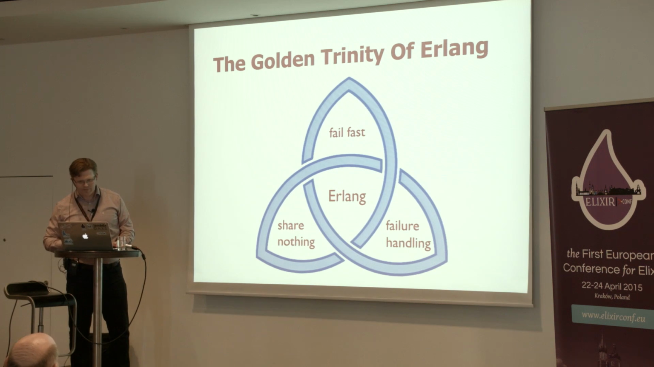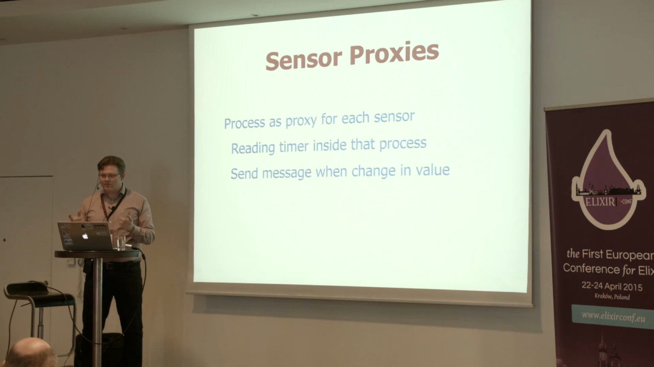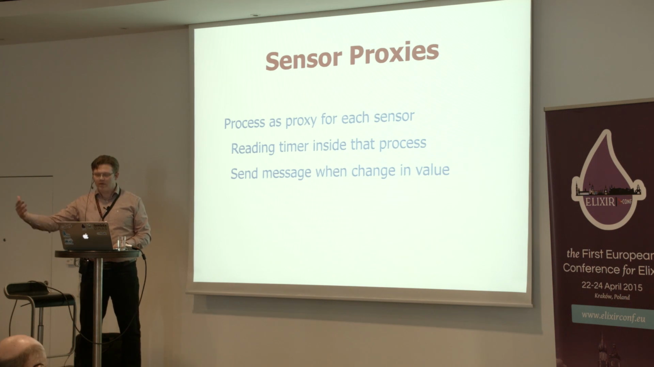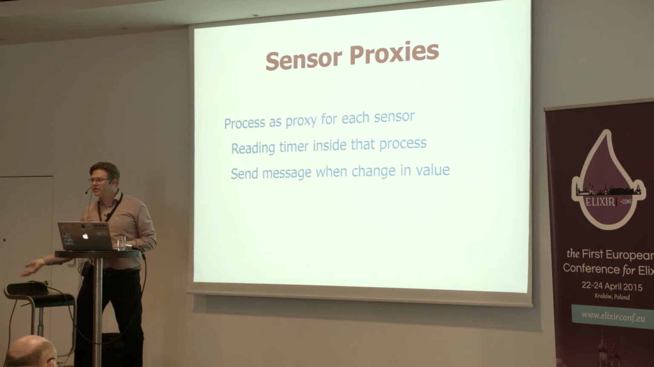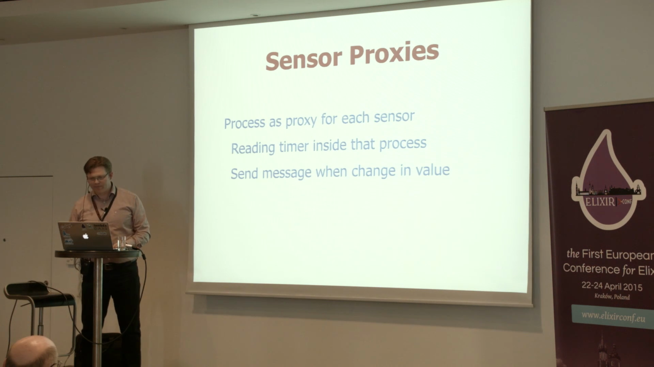So, what we do in this thing is, you do some proxies for the sensors. So have a process for each sensor. When you want to talk to a sensor, you go through a process. And the timing of reading that particular sensor is inside that process. It's not in your main loop for reading the sensor. And then whenever you have a change in value, you send a message back to the controller process. That's one way of doing it.